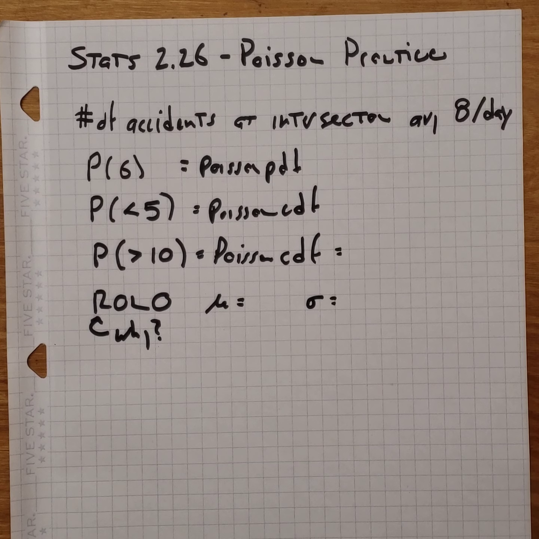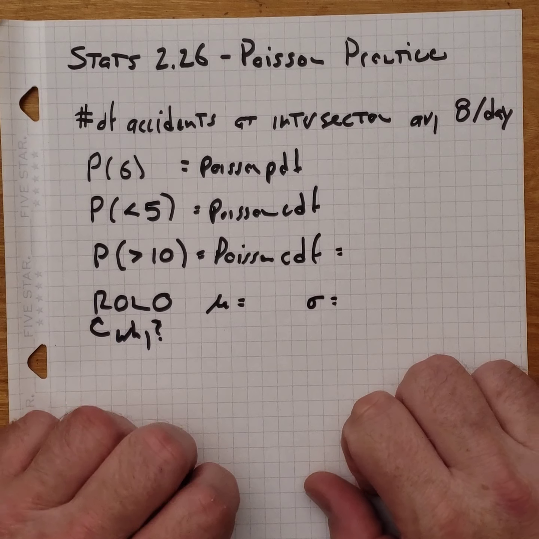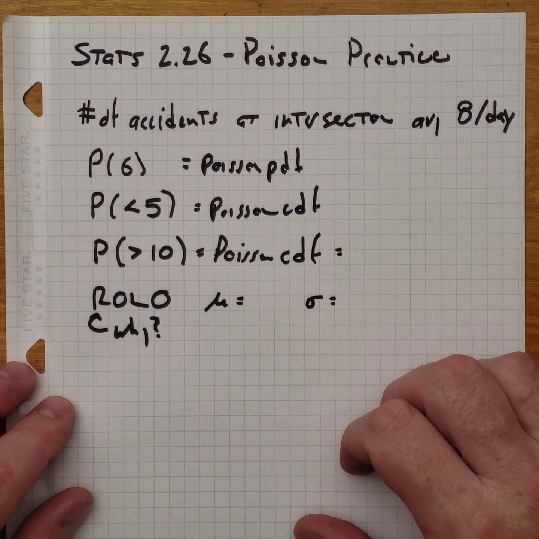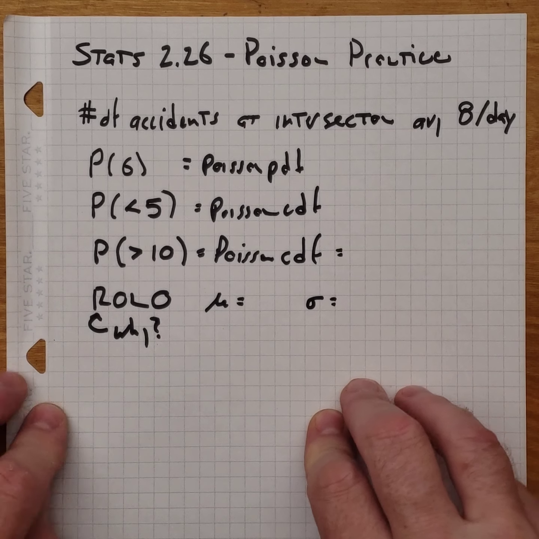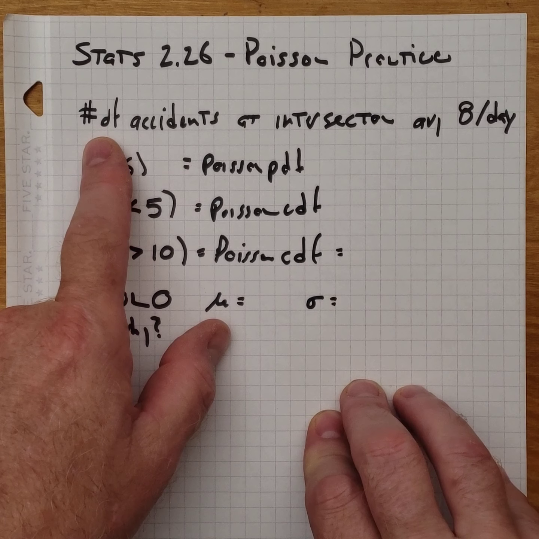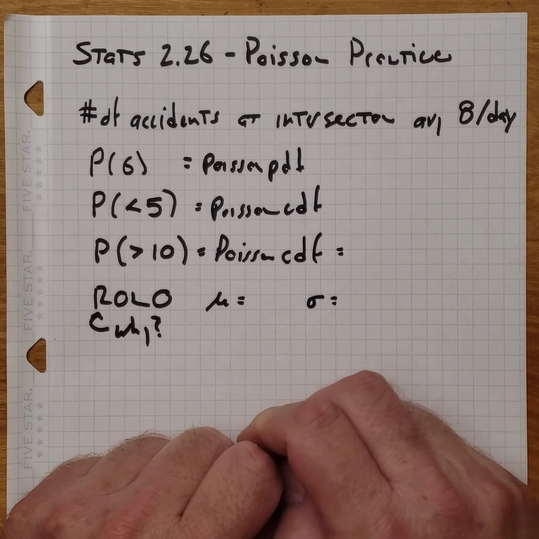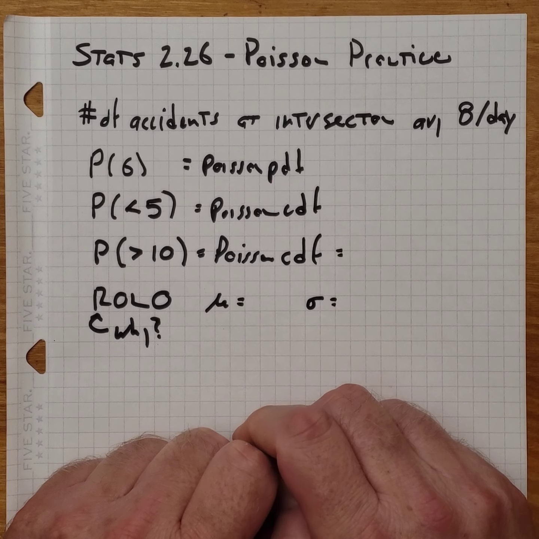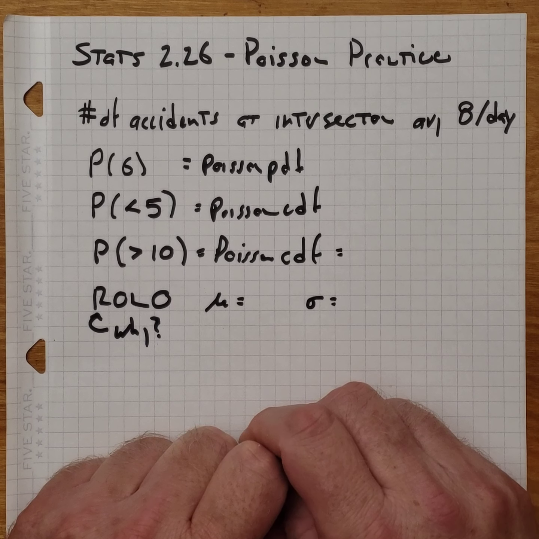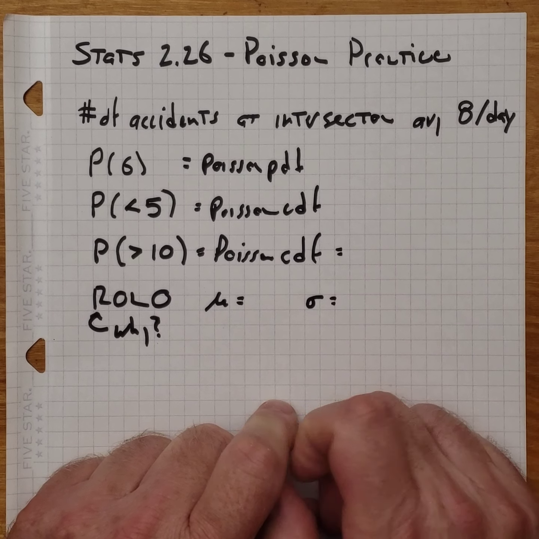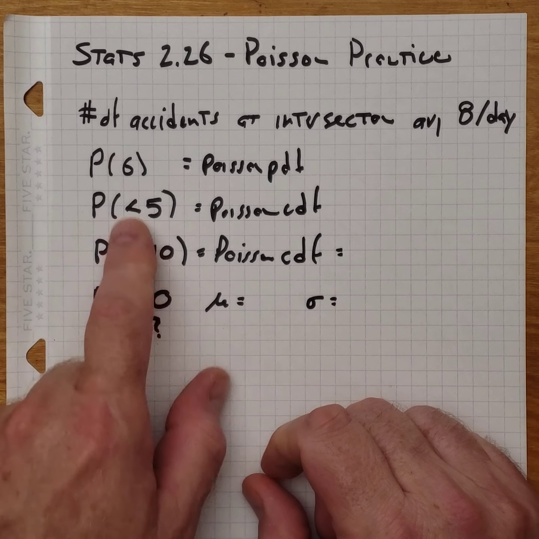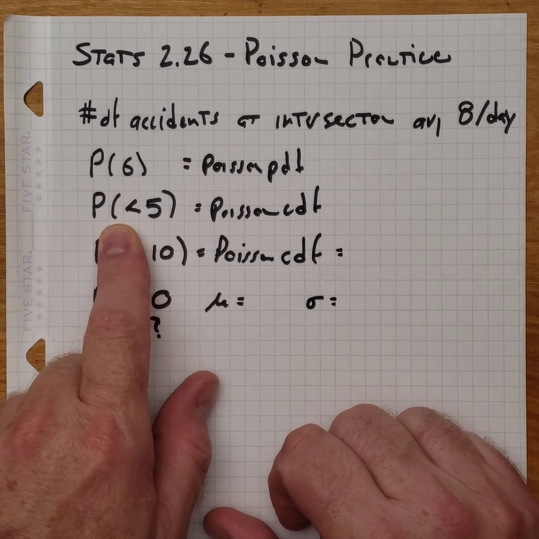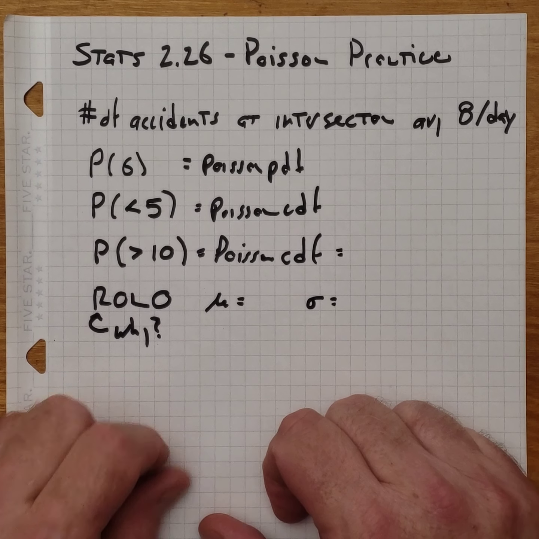So let's look at one more example of the Poisson distribution. And this is one that you'll run into in virtually every textbook. Usually it's the first example. Suppose we have a particular intersection in a town, and there's an average number of accidents of, say, 8 per day. Can we use that to find the probability that there will be 6 on any given day, that there will be fewer than 5, etc., etc.?